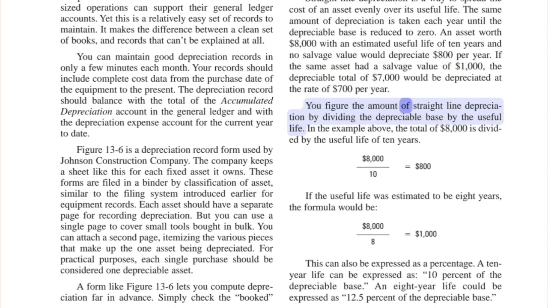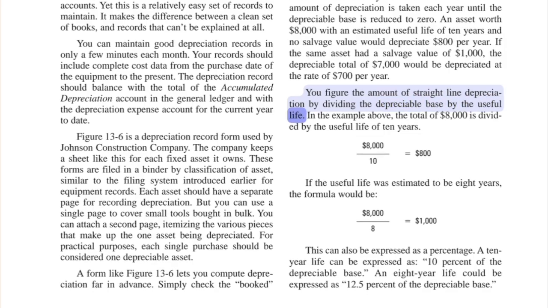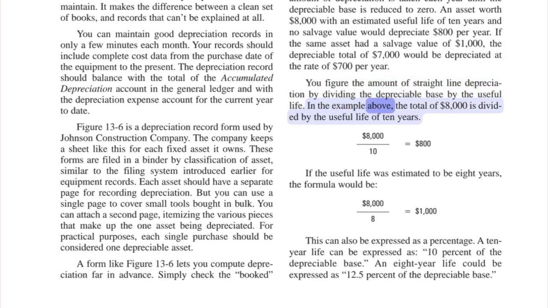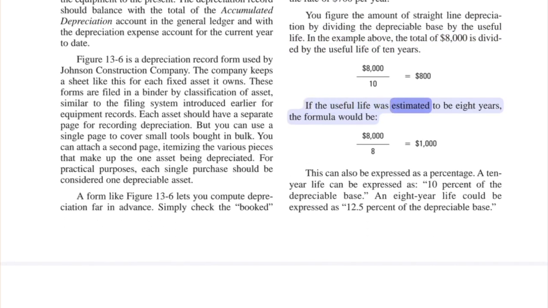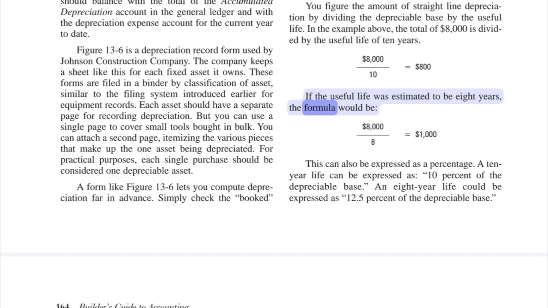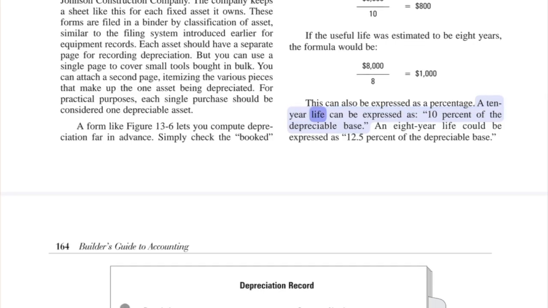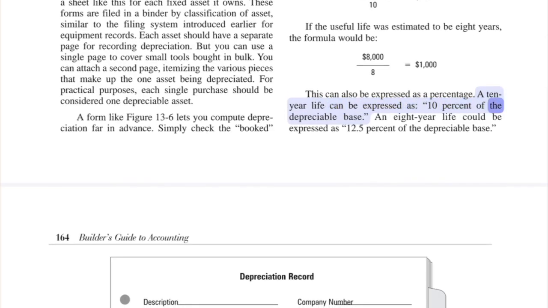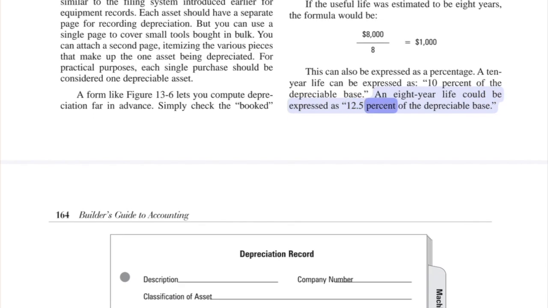You figure the amount of straight-line depreciation by dividing the depreciable base by the useful life. In the example above, the total of $8,000 is divided by the useful life of 10 years. If the useful life was estimated to be 8 years, the formula would be the same. This can also be expressed as a percentage. A 10-year life can be expressed as 10% of the depreciable base. An 8-year life could be expressed as 12.5% of the depreciable base.